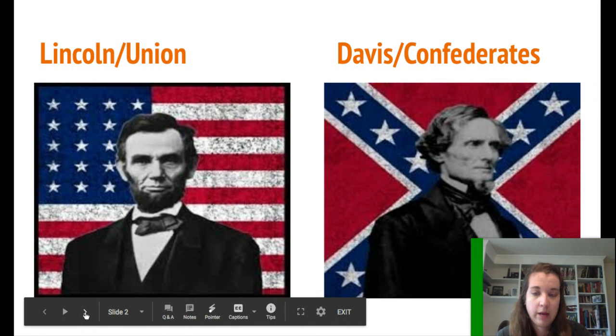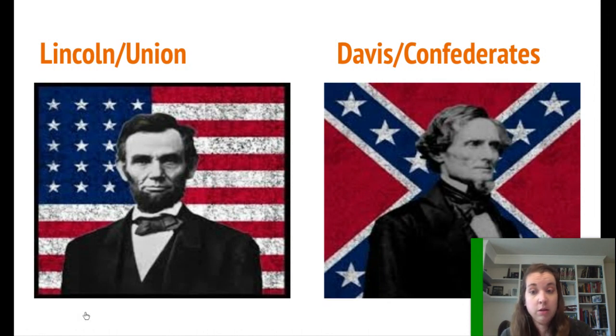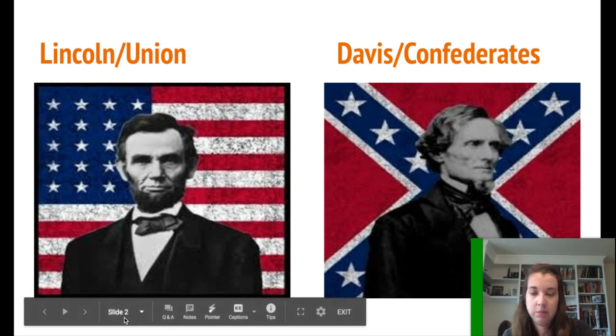Also the flags, as you can see, the Union flag looks exactly like the American flag. Surprise, surprise. And the Confederates made their own flag that you might have seen before in different movies, or the Mississippi state flag still has some pieces of the Confederate flag in it.